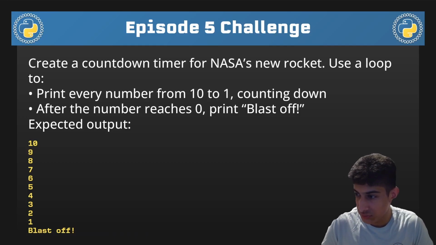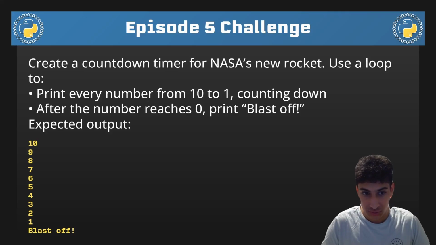As a challenge to conclude this episode, create a fake countdown timer for a new rocket launch. So in this exercise, you're going to need to use a loop to print every number from 10 to 1, counting down. And after the number reaches 0, print out blast off to announce that the rocket is officially being launched. The expected output is shown in yellow on the screen.